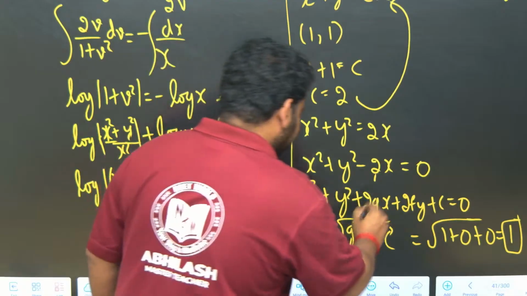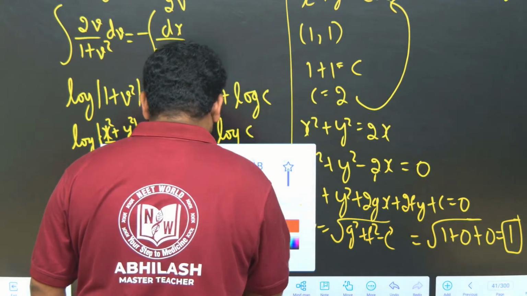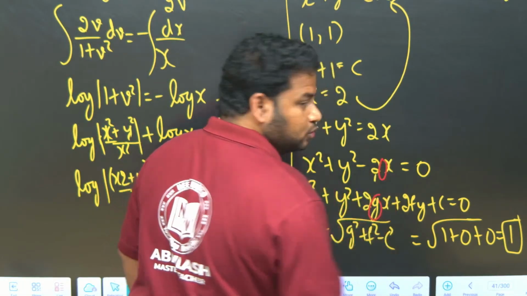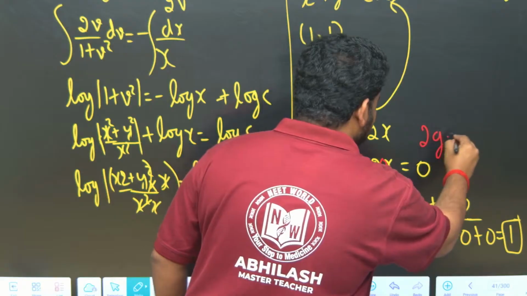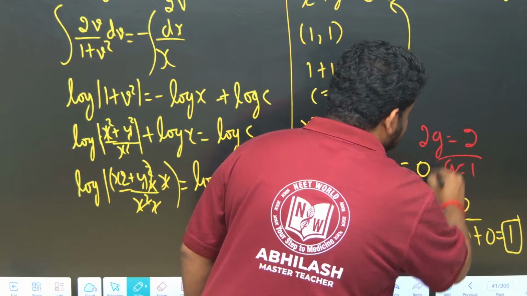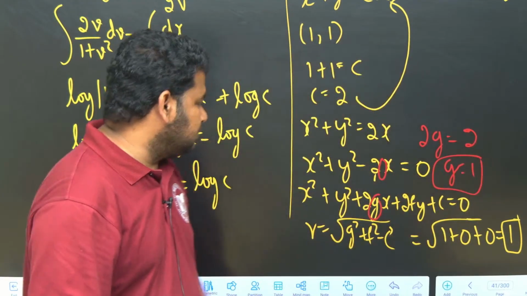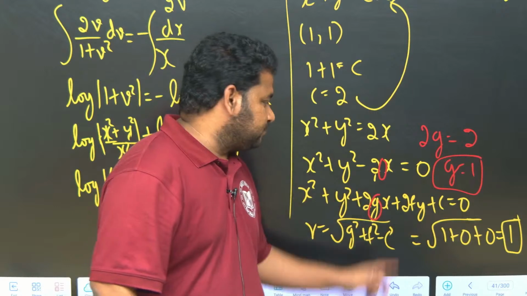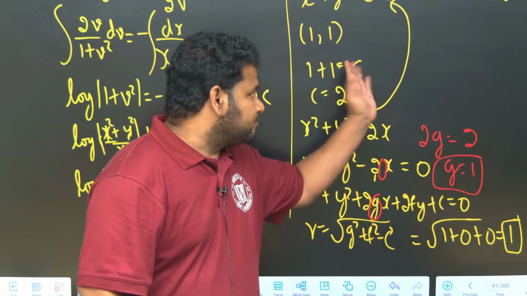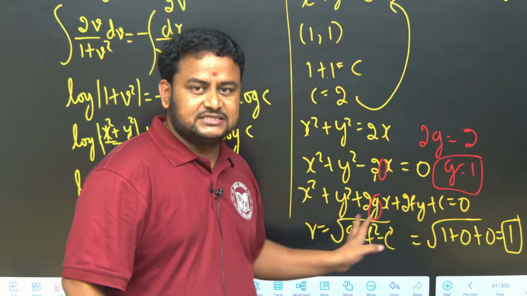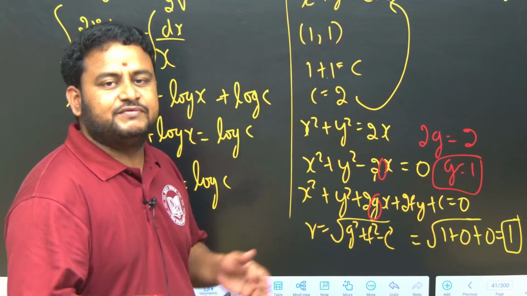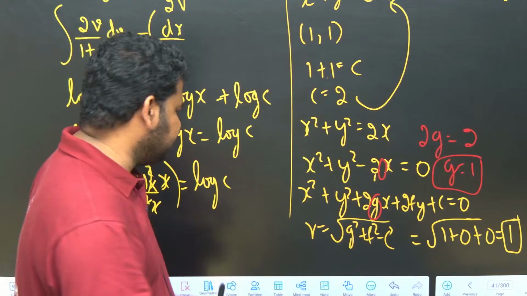Clear? Here you have to compare between this equation and this equation. So 2g is equal to 2, so g is equal to 1. If I put g is equal to 1, I will get radius as 1. f is not there, so f is 0. c is not there, so c is 0. This is a different c, the constant c in the general equation of the circle. This will get more clarity when you do the circles chapter, that is in conics. Clear?